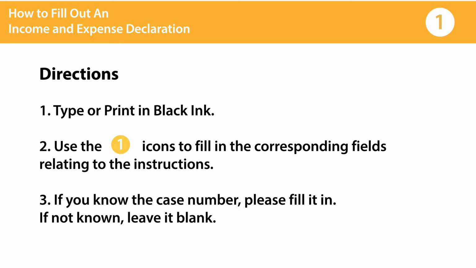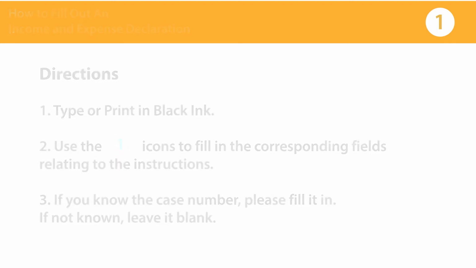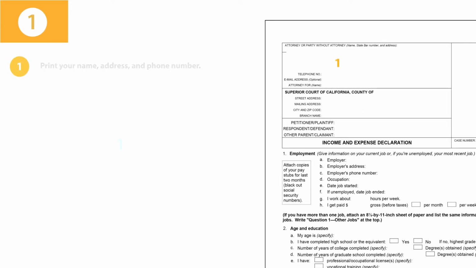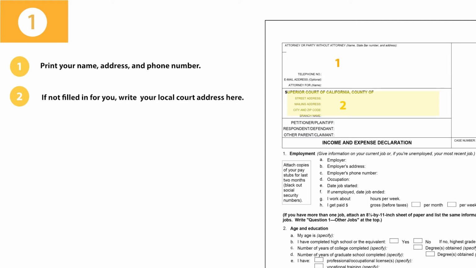Type or print in black ink. Use the numerical icons to fill in the corresponding fields relating to the instructions. If you know the case number, please fill it in. If not known, leave it blank. Print your name, address, and phone number. If not filled in for you, write your local court address here.